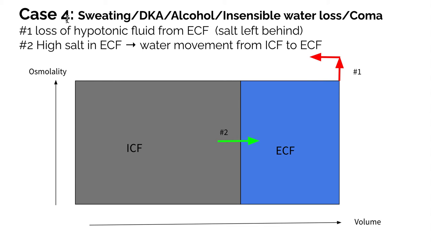Okay, so case 4: someone's sweating, someone's going into DKA, and alcohol, because when you drink a lot, you have to pee a lot. Insensible water loss, coma. So anytime you're peeing too much, something like diabetes insipidus almost, when you're losing a lot of just free water, you're polyuric, right? Polyuria. So you're losing a lot of hypotonic fluid from the ECF.